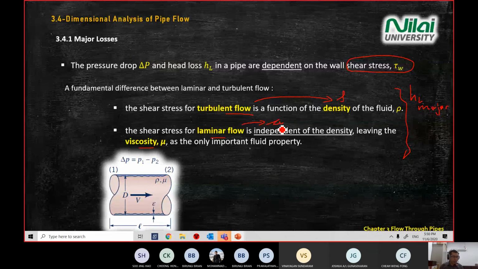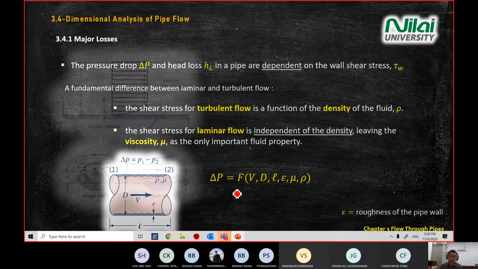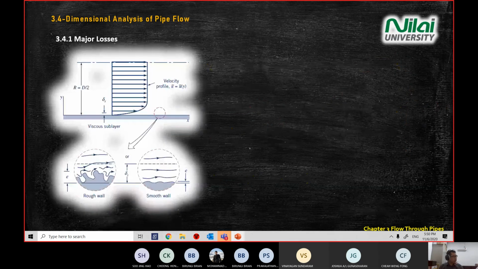Question 30 I will skip because it's a derivation of equation. It's just a dimensionless analysis. When we have time, we'll come back to question 31. This is just again some illustration on the viscosity, how it can affect your major loss HL.